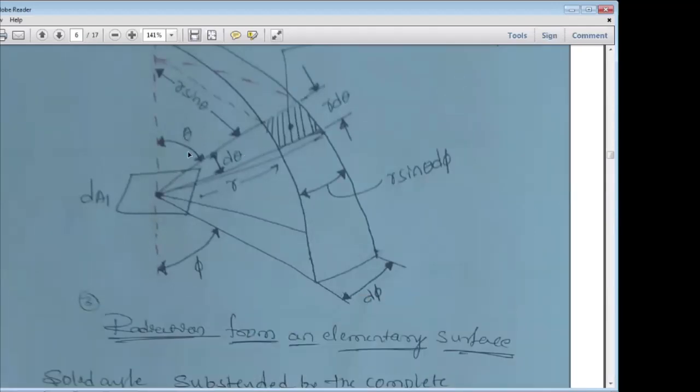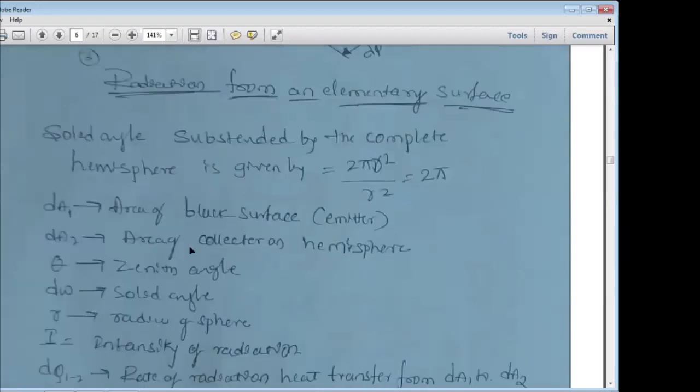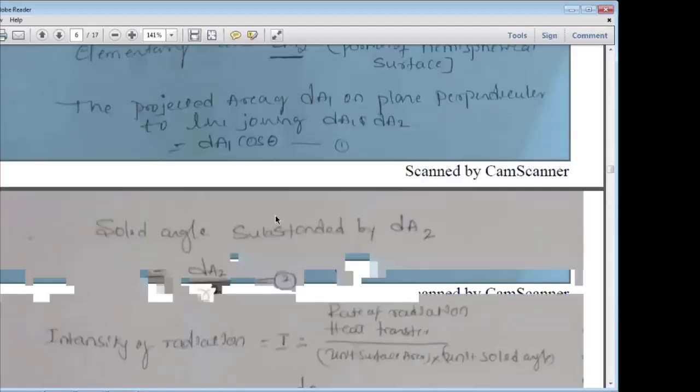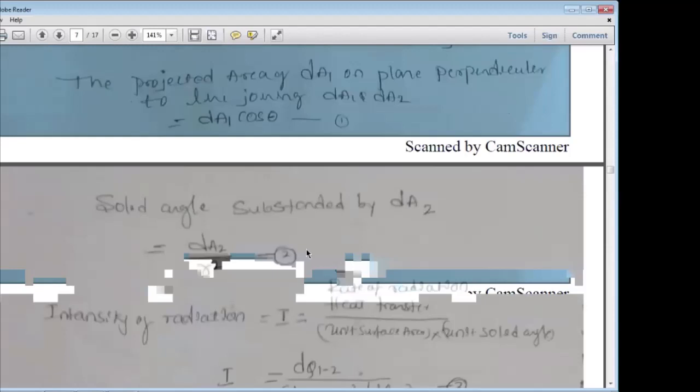So due to the Lambert cosine law, that is dA1 cos theta. Now, what is the solid angle subtended by dA2? How do we calculate that?